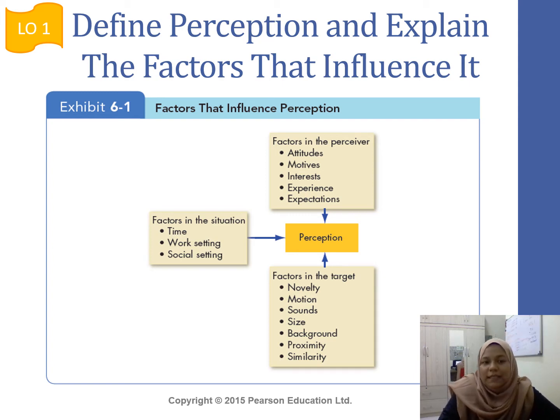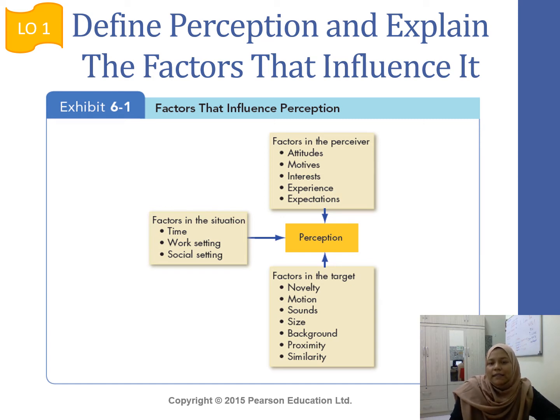Factors in the situation are time, the work setting, and the social setting. Factors in the perceiver, ourselves: our attitudes, our motives, our interests, our experience, and expectations. For example, if we have higher expectations towards someone or a situation, we might have a different perception. If we don't like someone, or we are deeply in love with someone, we have different perceptions towards him or her.